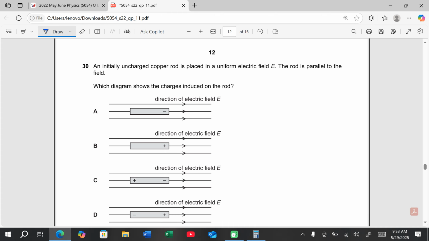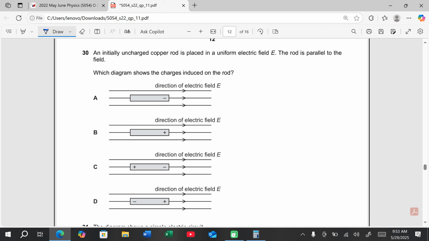An initially uncharged copper rod is placed in a uniform electric field. The rod is parallel to the field. Which diagram shows the charges induced on the rod? So it should always be like this. Field lines always come from positive to negative, so it should be leaving positive and coming into the negative. So this one is correct. This one is wrong because it should not have one type of charge. So C is opposite, so D is the right answer.